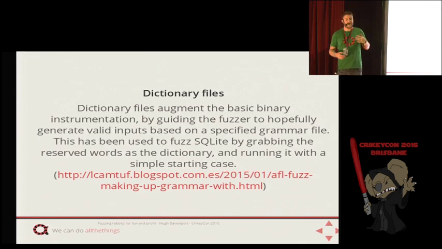So the example here shows that in SQLite you would have valid SQL commands. So a SQL command might have the word select in it, or it might have insert, or it might have update. So you can build a dictionary with all those valid keywords in SQL, pass them into AFL, and then you can just give it a simple starting case, and then when it fuzzes, it's like, hey, let's try throw in that word, or this word, or that word. And then you start finding bugs. So that's a pretty cool one.